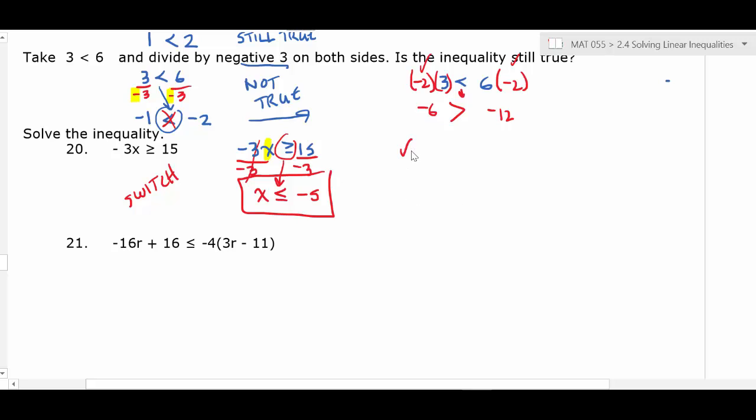If you wanted to check, you just pick a number less than negative 5, like for instance, negative 6. If you plug in negative 6, you would have negative 3 times negative 6, and if you multiply that out, notice that you get something that's true. So you have to switch the sign on that particular problem.